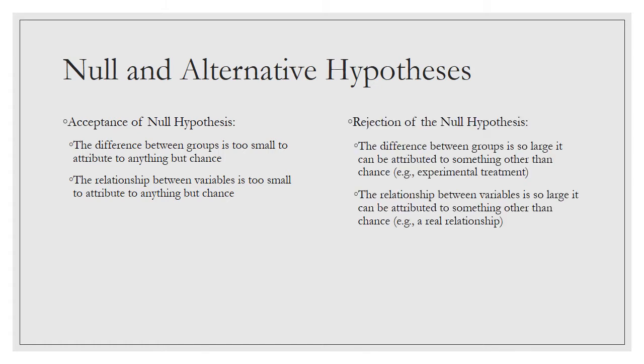Whereas with rejection of the null, the difference between the groups is so large that it can be attributed to something other than chance. It's our experimental treatment that we'd like to say it's due to. You can say the same thing about relationships. If we're thinking about correlations, there's a large enough correlation that we can attribute it to something other than chance, that there might be a real relationship that's occurring in our data.